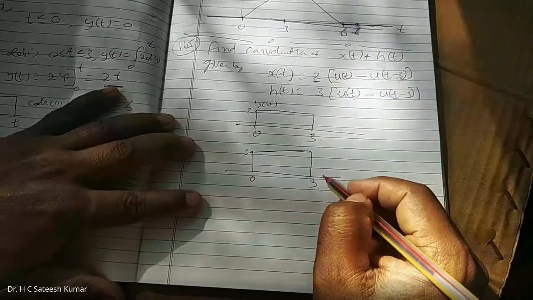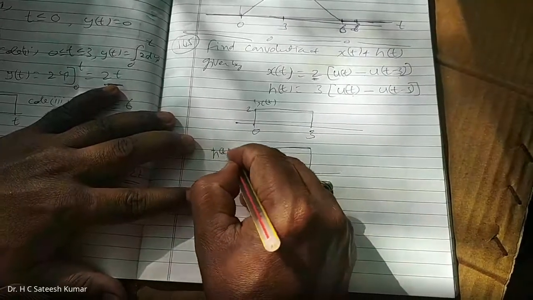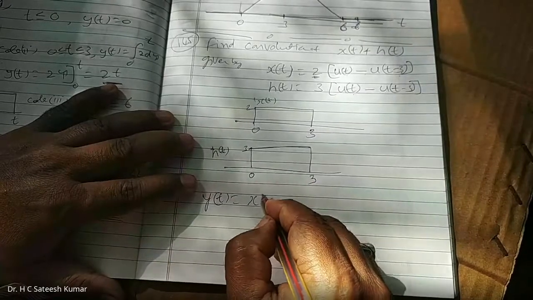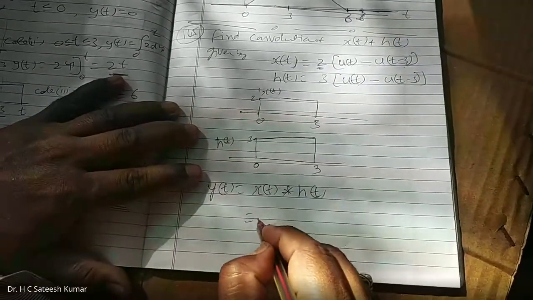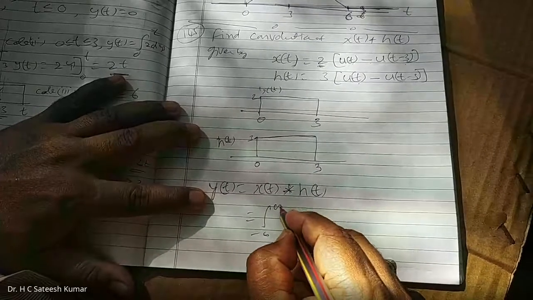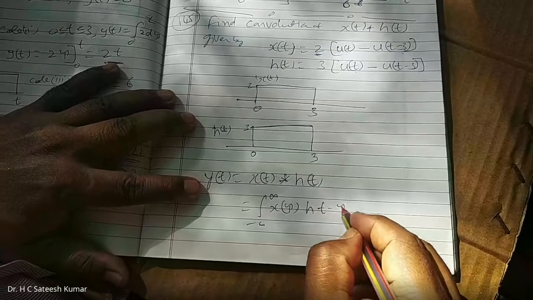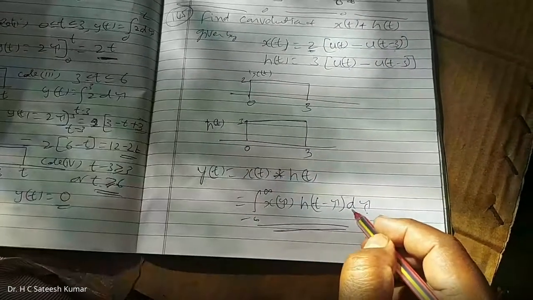So how to do this kind of problem? This is your h of t. We all know that y of t is equal to what? x of t convolution with h of t, which is nothing but integration from minus infinity to plus infinity, x of tau into h of t minus tau d tau. So this is the equation.